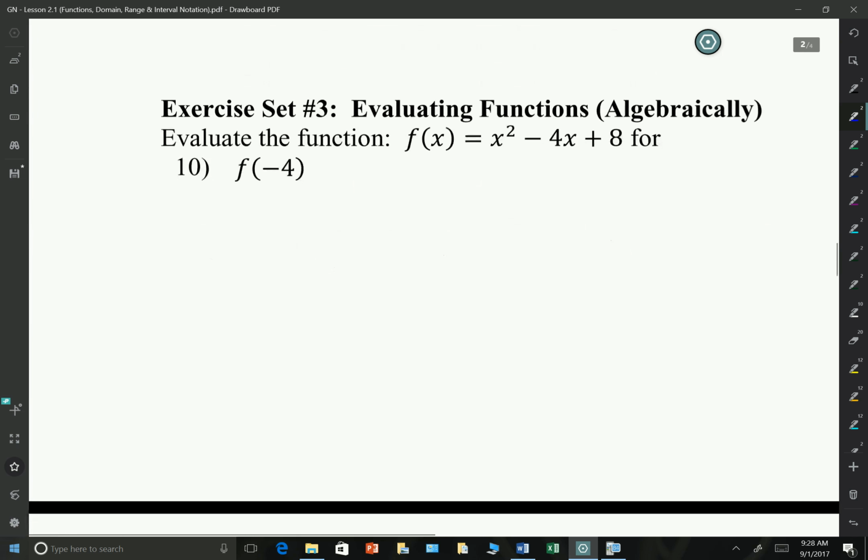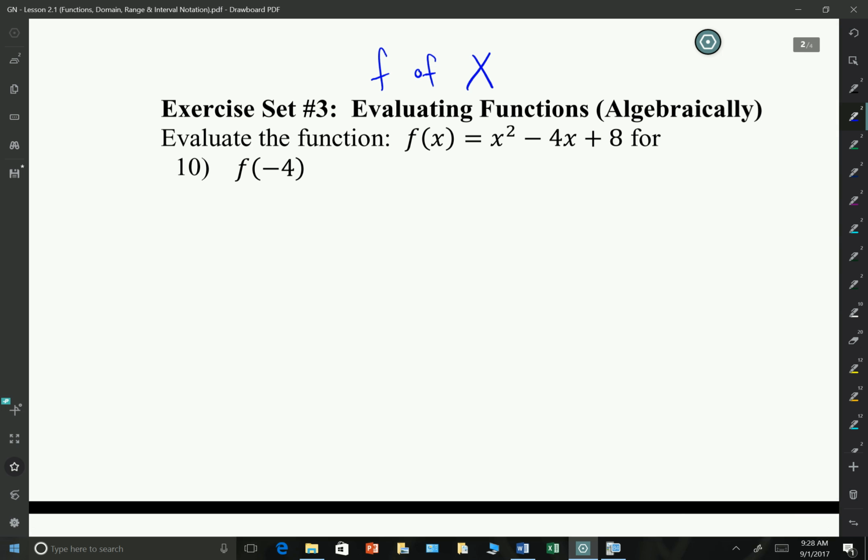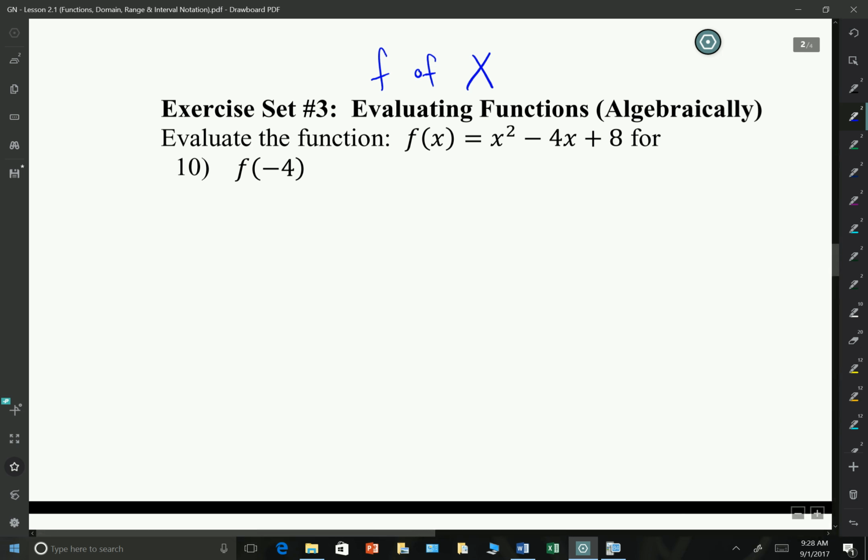That's what this means. Function notation does not mean f times x. This means f of x. It's on the front page of your notes explaining this to you. What this notation means, it does not mean take f multiplied by negative 4. This means when x equals negative 4, what's the value of the function?